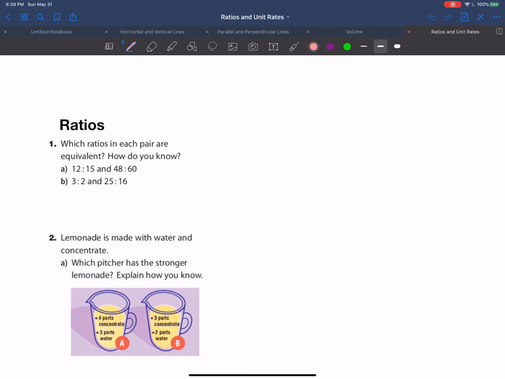Okay, so this week we're talking about ratios and unit rates. We've done some of this before, so it might look familiar. Hopefully it looks familiar. First question, which ratios in each pair are equivalent and how do you know?